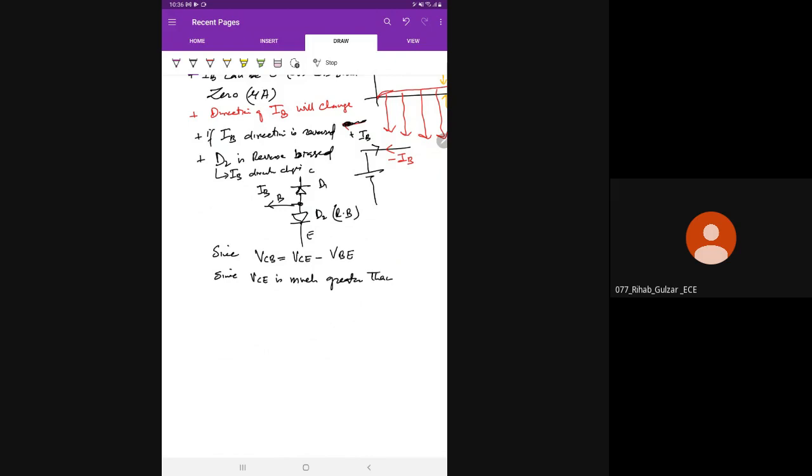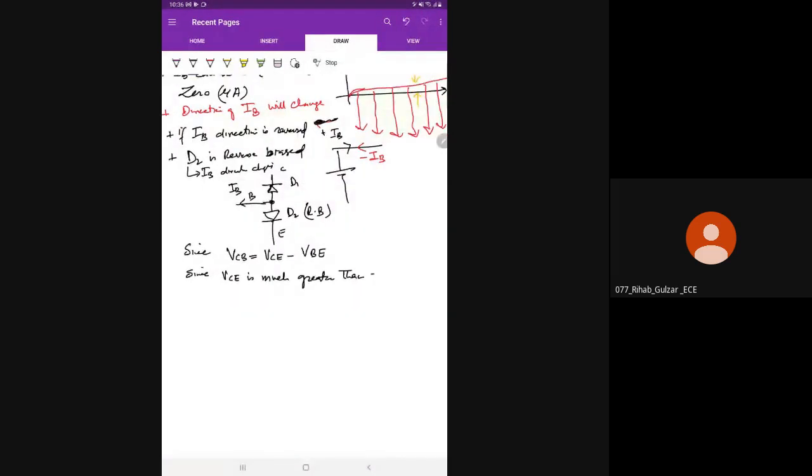It is much greater than 0. In fact, it is much greater than VBE also. VBE is generally 0.7, लेकिन VCE generally होता है 12 volts, 9 volts, 10 volts. So it is much greater than VBE also. It is sometimes 20 times greater than this, sometimes 15 times greater. So VCE is much greater than 0. If this is much greater than 0, then what will happen? Because of that, D1 can be easily reverse biased.